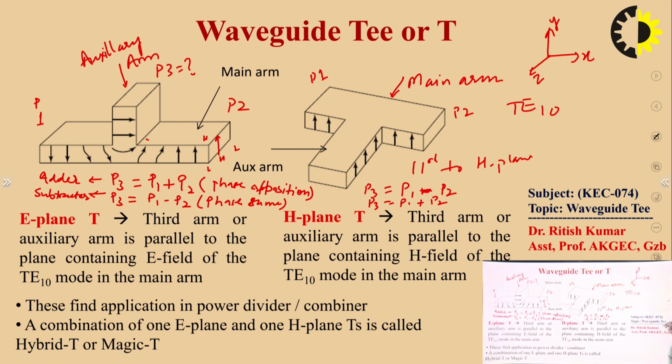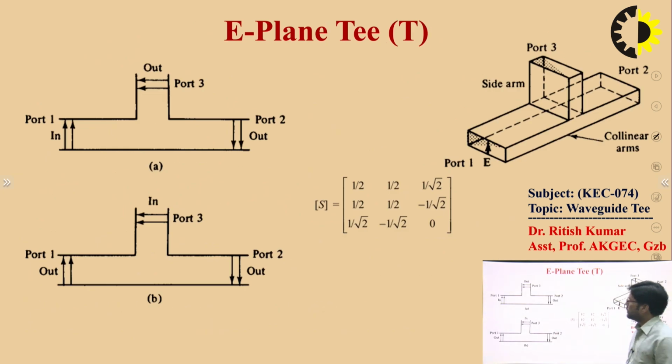Whatever we have observed in the case of E plane T, at last we can conclude the E plane T and H plane T both are complementary by nature. If I apply the same phase, it will work as a subtractor, and if I apply phase opposition, it will work as an adder respectively. Next we can explain it in further detail.